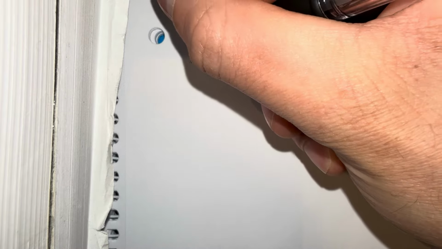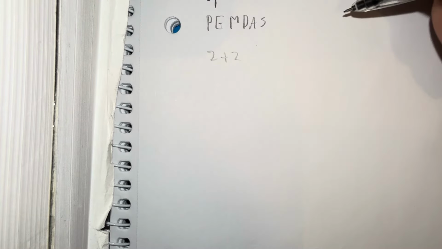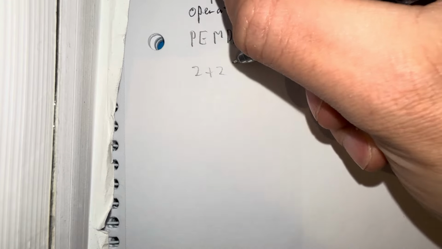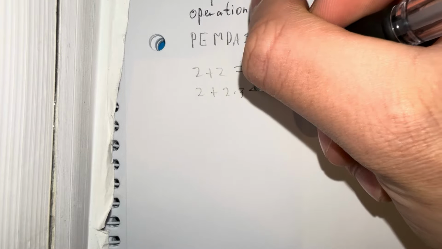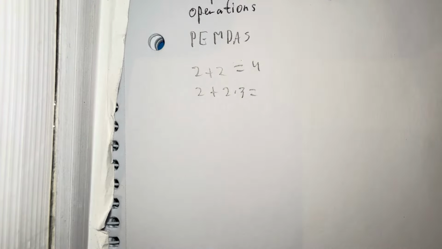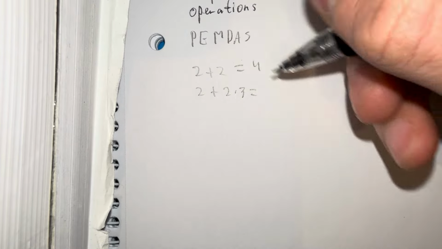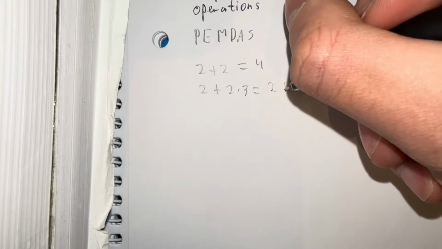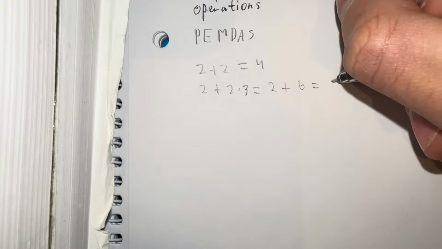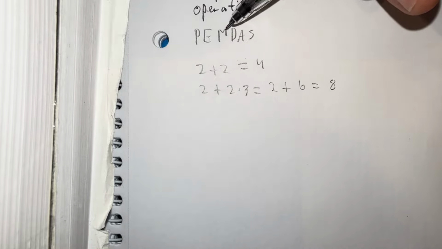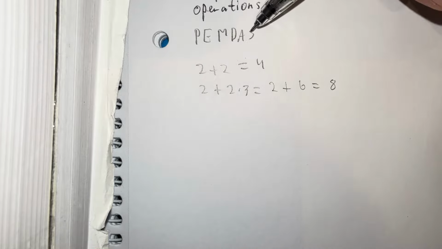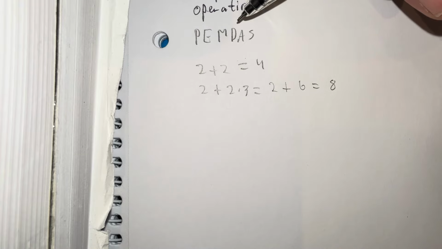Say you have 2 plus 2. Everyone knows how to do this and it's pretty straightforward. Equals 4. Now let's add to this. Say 2 plus 2 times 3. How do you do it? You do 2 times 3 first. So you have 2 plus 6 equaling 8, because multiplication comes before addition in the order of operations.